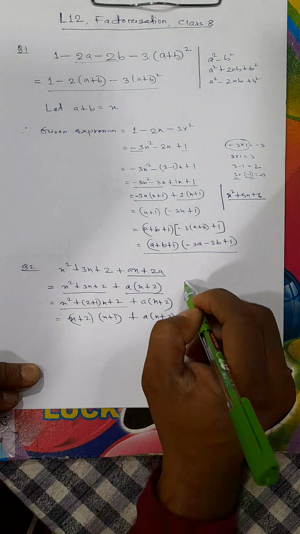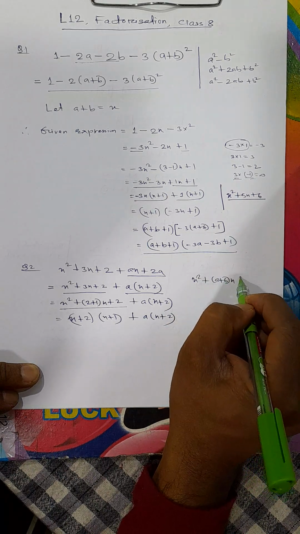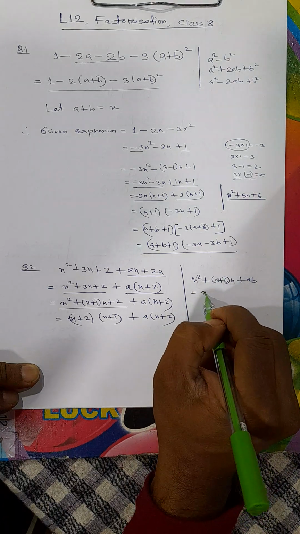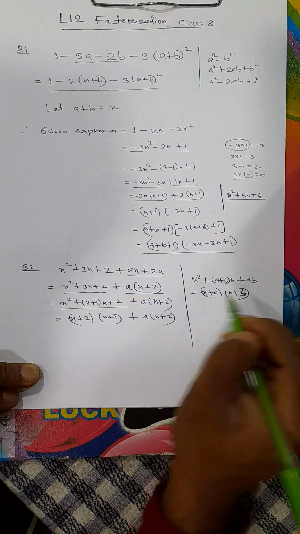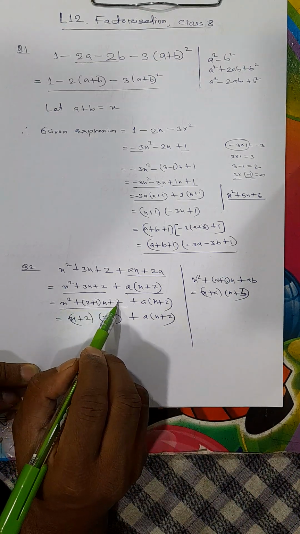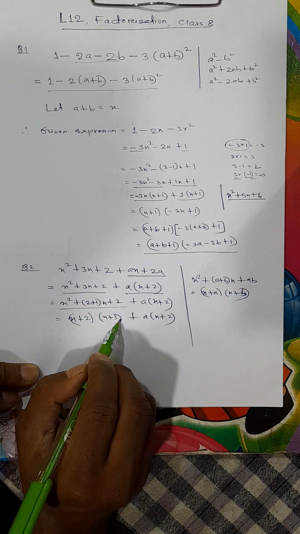You remember this? x square plus (a plus b)x plus ab. So if you factorize this, you get (x plus a) multiplied by (x plus b), right? Same way, this is x square plus (a plus b)x plus ab. Ab means 2 1s are 2. So (x plus a)(x plus b).